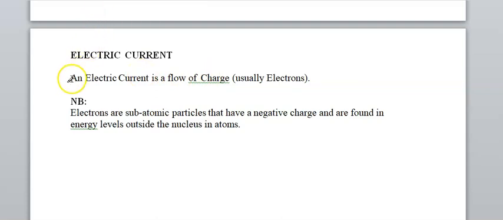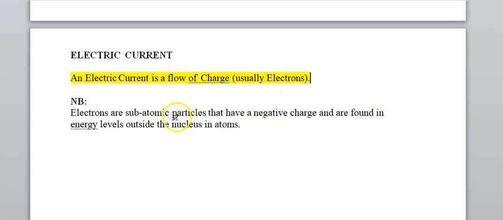I've said an electric current is a flow of charge or charge particles, usually electrons. Anything I highlight like this is a definition and is something you should learn. So if an electric current is a flow of charge or charge particles, let's talk a little bit more about these charge particles and how they fit into our model of the atom.